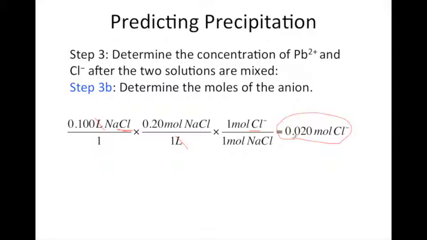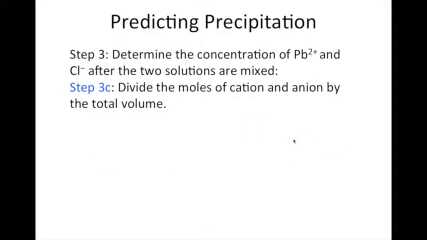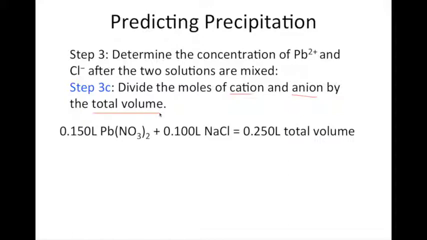Now we're asked to determine the concentration. Concentration, of course, is moles divided by liters of solution. That would give us molarity. So let's divide the moles of our lead cation and chloride ions, which we just calculated, by the total volume. Remember, we mixed 2 solutions. So we had 0.15 liters of lead nitrate. We mixed that with 0.1 liters of sodium chloride. So our total volume, after we mix them, is 0.250 liters.